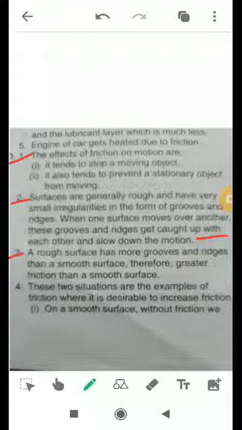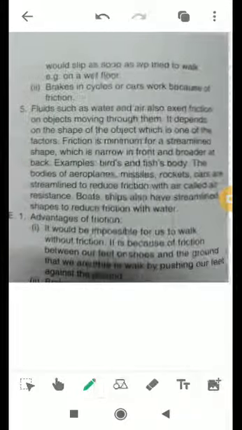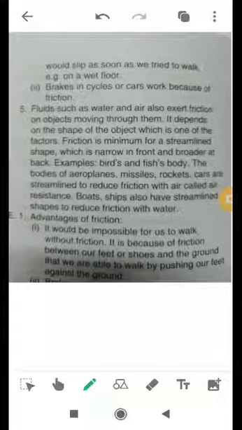Question number 4. Give two situations where it is desirable to increase friction. So, two situations are, on a smooth surface without friction, we would slip as soon as we tried to walk. Example, on a wet floor. Brakes in cycles or cars work because of friction.